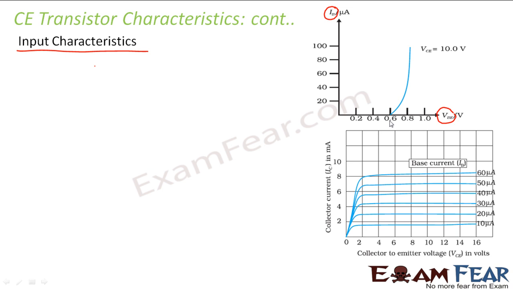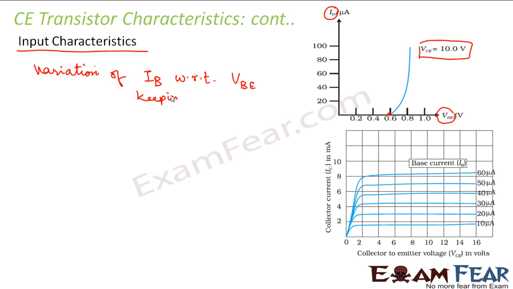We observed that initially there was no change in current with increase in the voltage. But at a particular value of voltage, the current showed a sharp increase. Now, this measurement was taken for a fixed value of VCE. So, in input characteristics, we studied the variation of the input current with respect to the input voltage, keeping the output voltage, that is VCE, constant. Right? So we got this kind of a plot.